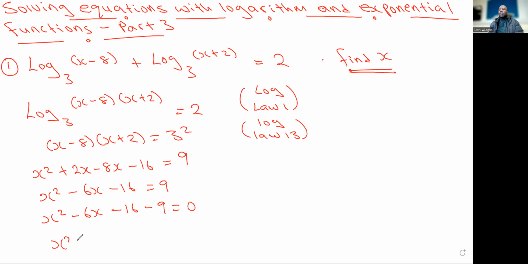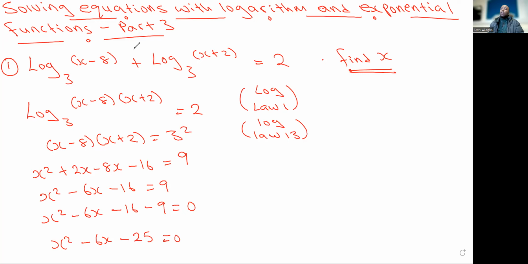So we now have x squared minus 6x minus 16 minus 9, which is minus what? 25, is equal to 0. Okay, now we have this. What does this look like to you? A quadratic equation. We have x squared minus 6x minus 25 is equal to 0.